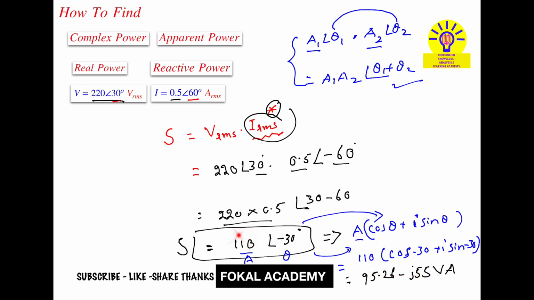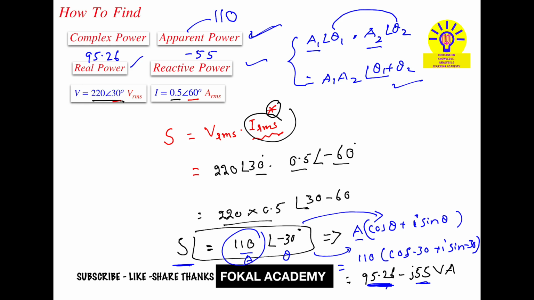Here the amplitude is 110. So this 110 represents apparent power. From complex power we can easily find apparent power, real power and reactive power. Complex power is nothing but amplitude, so 110 is the apparent power. Next, real power is nothing but the real part of the complex number, that is 95.26, and reactive power is the imaginary part, that is minus 55.